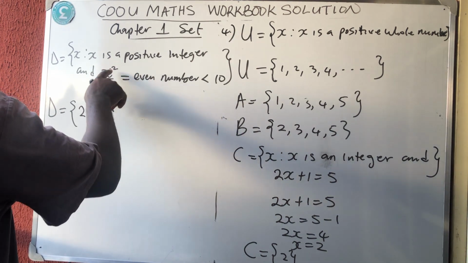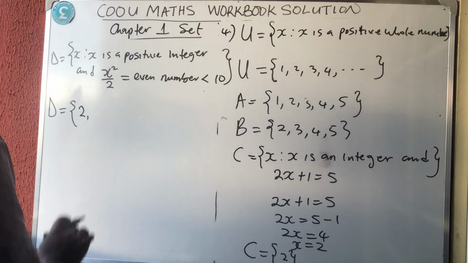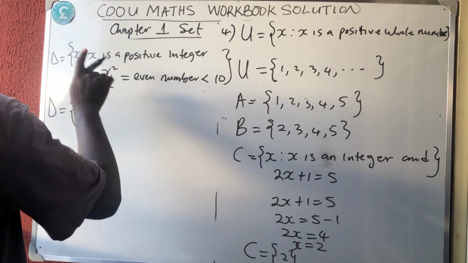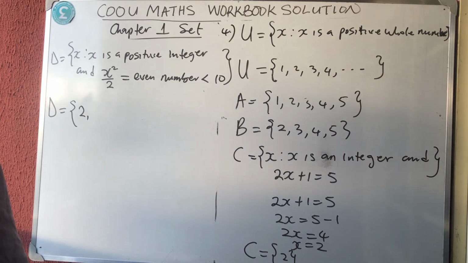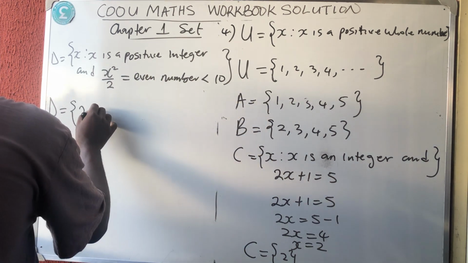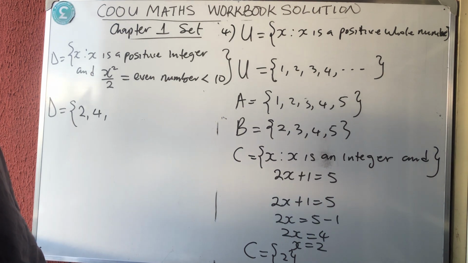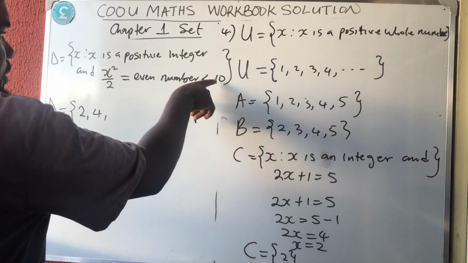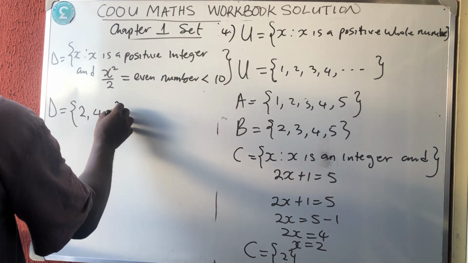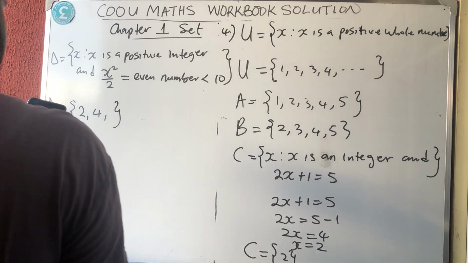3 squared is 9, and 9 divided by 2 cannot give you an integer. 4 squared, I'm choosing 4 now. 4 squared is 16. 16 divided by 2 is 8, and 8 is less than 10, so I'm choosing 4. Now 5 squared is 25. No, 6 squared is 36. 36 divided by 2 is 18, and it is not less than 10. So these are the only elements of set D.